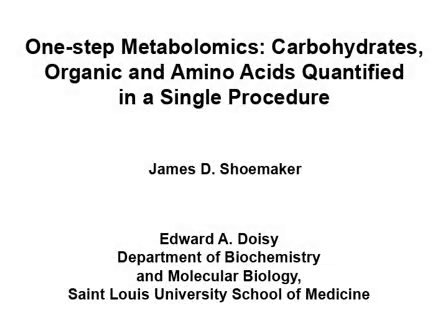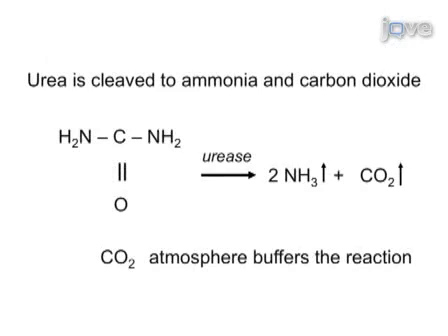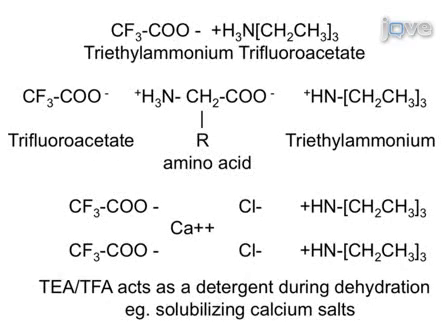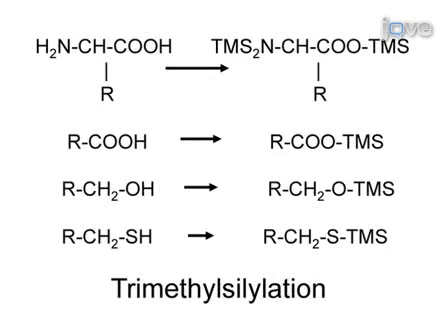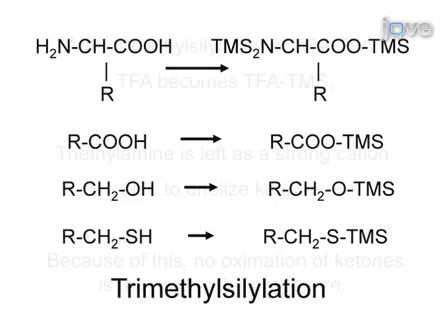In this one-step metabolomics procedure, biological samples are prepared for analysis of carbohydrates, organic and amino acids by gas chromatography-mass spectrometry in a single procedure. The samples are first treated with urease enzyme to remove urea. The second step of the procedure is to dehydrate the samples in the presence of a detergent comprised of two volatile components, triethylammonium and trifluoroacetate. This is followed by derivatization of the components by trimethylsilylation and finally analysis by gas chromatography-mass spectrometry.